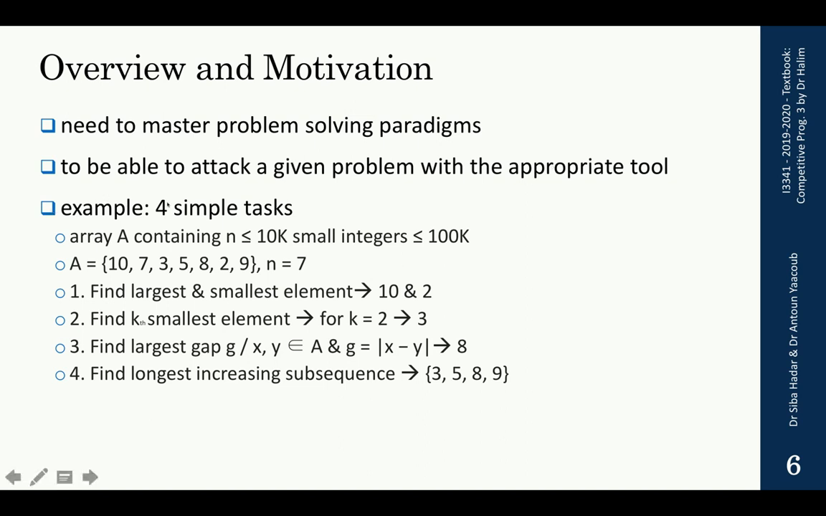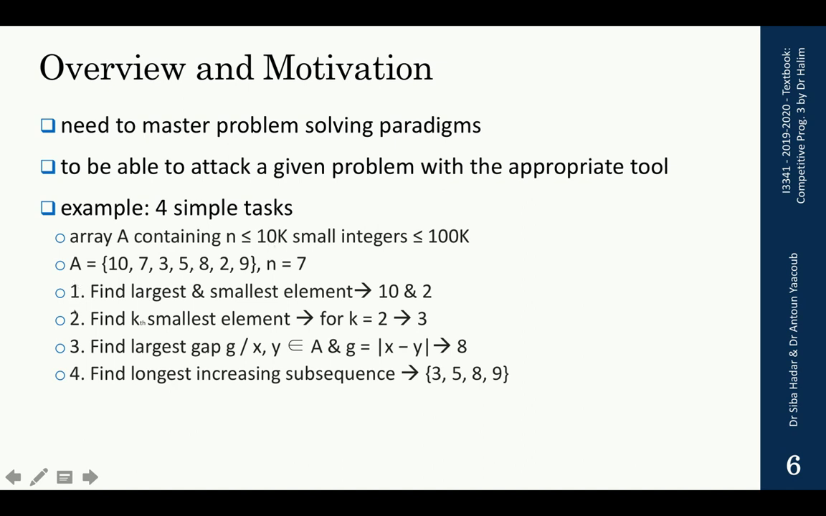Let's take, for example, four simple tasks to be performed over an array. Given that the array has n elements, where n is less than 10,000, and each element is a small integer which is less than 100,000. To visualize the problems, let's take A, the array, equal to 10, 7, 3, 5, 8, 2, 9. It is obvious that n here is 7 and the values are not sorted.